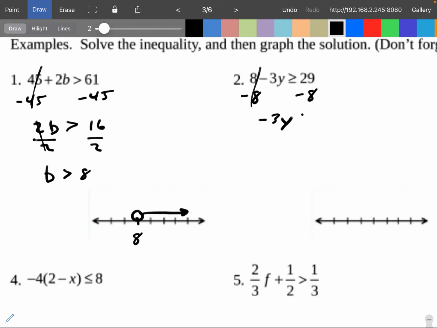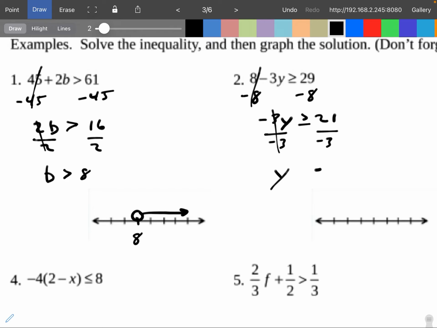Good. Yep, subtract 8 on both sides. Those cancel on the left and make 0. Don't forget to bring down the negative in front of that 3, so it's negative 3y is greater than or equal to 29 minus 8, which is 21. And then who's got the next step for me? Again, raise your hand, don't blurt it out. Go ahead. Good. So divide both sides by negative 3.